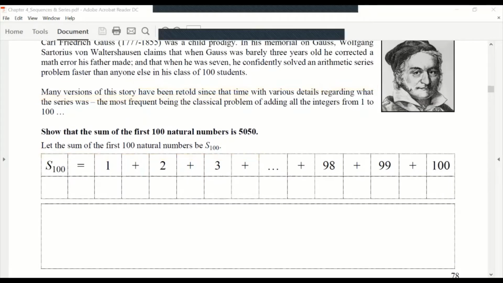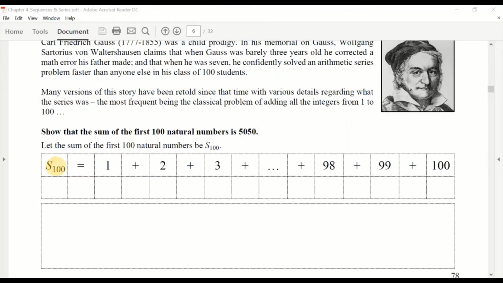All right, so how do we do it? Well, the first thing to do is to give this sum a name. I'm going to call it S100. And that simply means the sum of the first 100 natural numbers. And you'll see why I've set it out like this in a moment. So the sum is, of course, 1, add 2, add 3, add all the way up to 100, so 98, 99, 100.